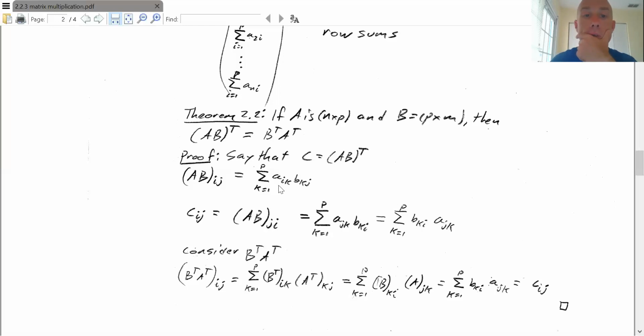Well, so I took this and I switched it because, remember, C is the transpose of AB. So when I take this, I need to do the transpose. You notice I switch the indices here, so here it's ij, here it's ji. Transpose operation is switching indices. And then I just rewrite this.